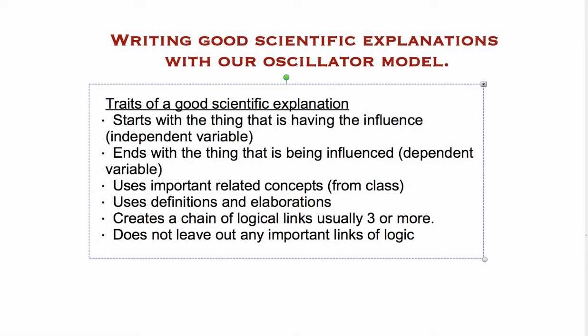It starts with a thing that is having the influence, the independent variable usually, and ends with a thing that is being influenced. Typically in our cases that will be the dependent variable. The explanation will use important related concepts from class, use definitions and elaborations, create a chain of logical links, usually 3 or more, and not leave out any important links of logic.